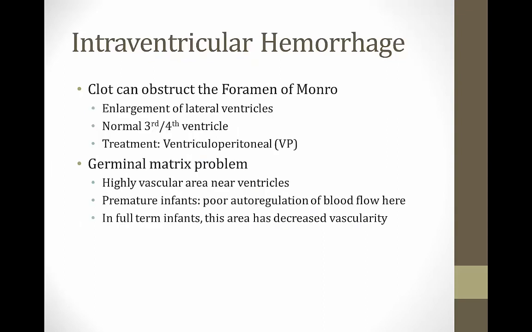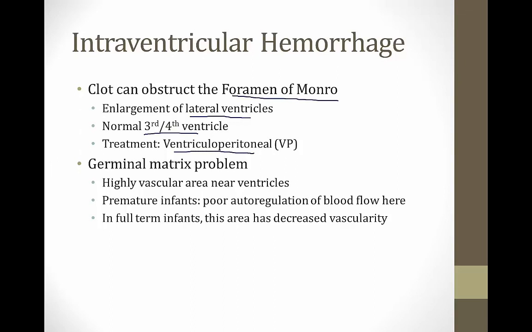One thing they may ask you about on your boards is obstruction of the foramen of Monro, and this is also called the intraventricular foramen. It's what drains the lateral ventricles into the third ventricle, and the clot can obstruct that, and board examiners like to test your knowledge of anatomy in clinically relevant situations, so this is one of them. So what you would see is a baby who's got enlarged lateral ventricles but a normal third and fourth ventricle because it's the outflow of the lateral ventricles that's obstructed. And you treat this by placing a ventriculoperitoneal shunt, which drains the CSF from the lateral ventricles into the abdomen.